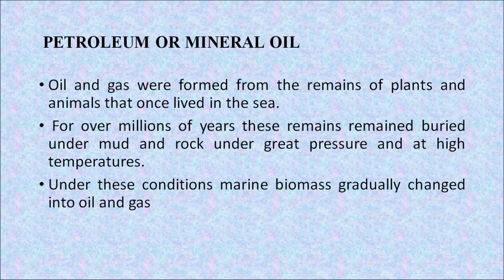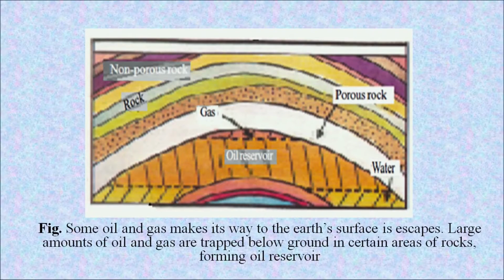Petroleum or mineral oil. Oil and gas were formed from the remains of plants and animals that once lived in the sea. For millions of years, these remains stayed buried under mud and rock under great pressure and at high temperatures. Under these conditions, marine biomass gradually changed into oil and gas. So, this is how oil and gas make their way to the earth's surface. You can see in the diagram.